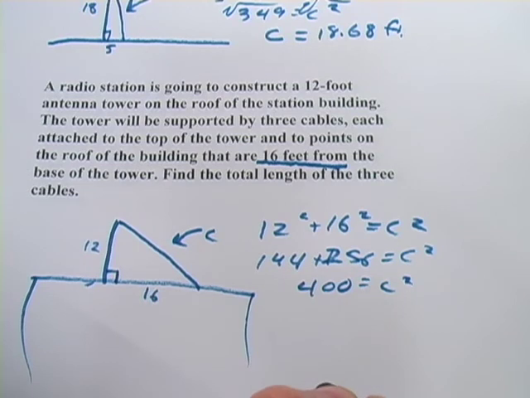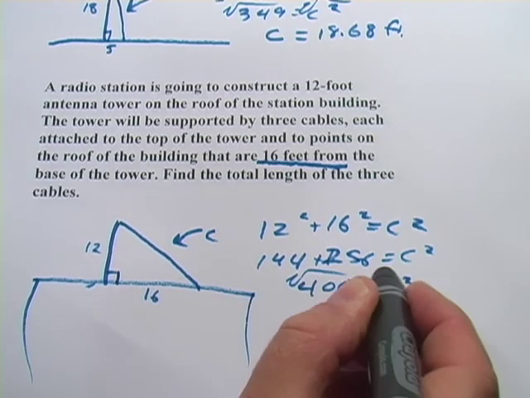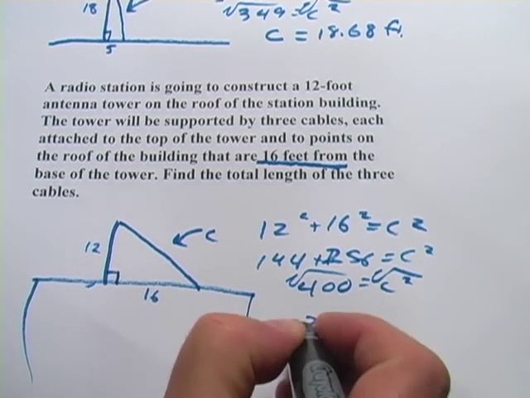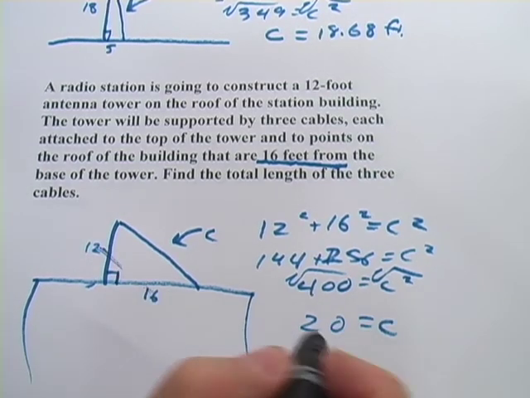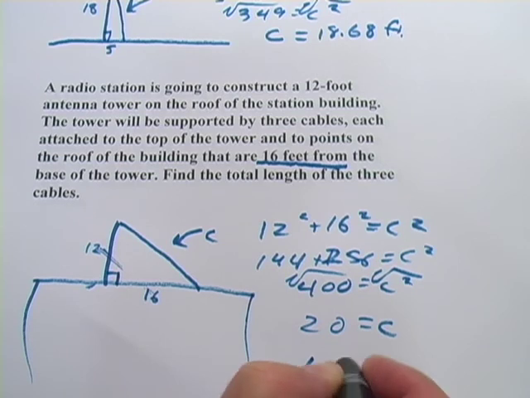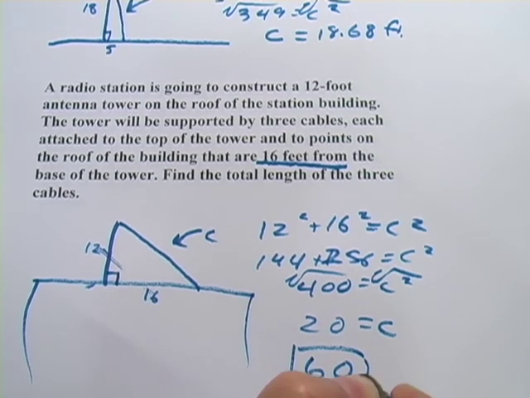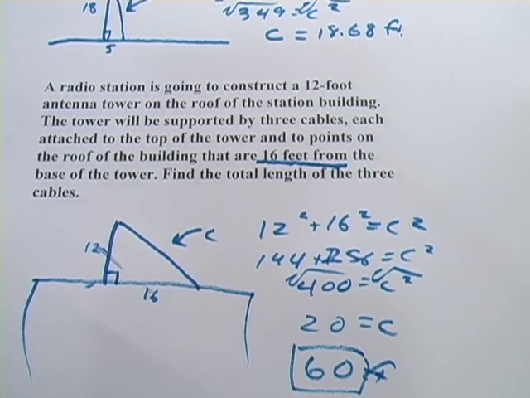And then we have to take the square root of both sides to solve for c. And that gives us 20. But remember, that's just one of them, and there are 3 of them. So we're going to multiply that by 3, and we get 60 feet was our answer. So that's a little bit with word problems and the Pythagorean theorem.